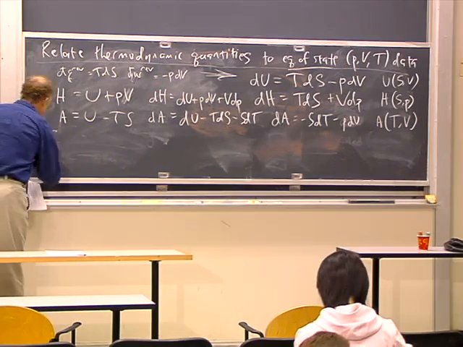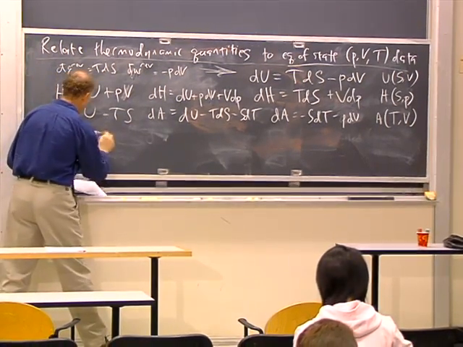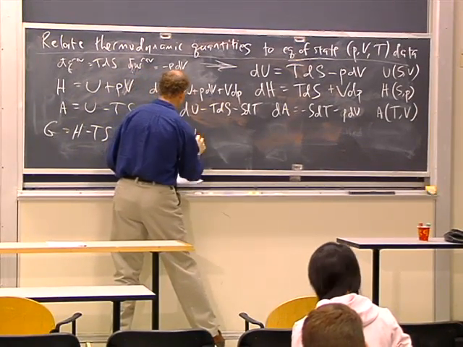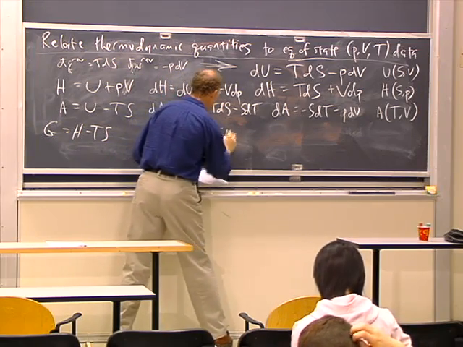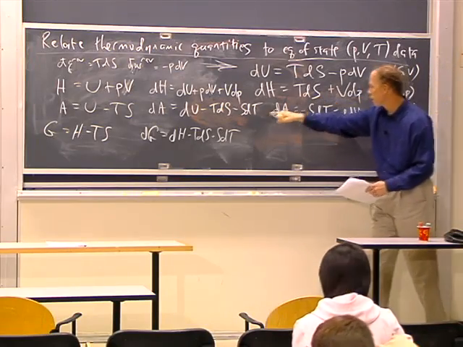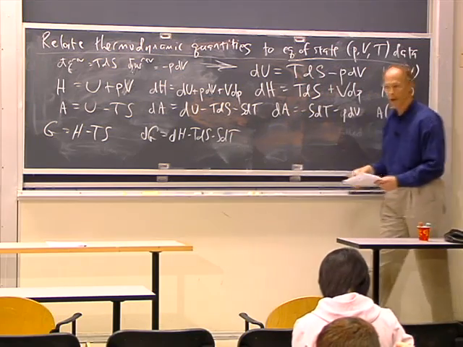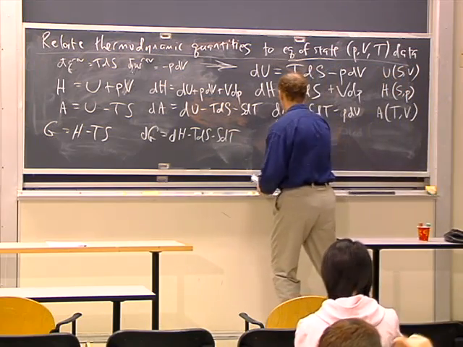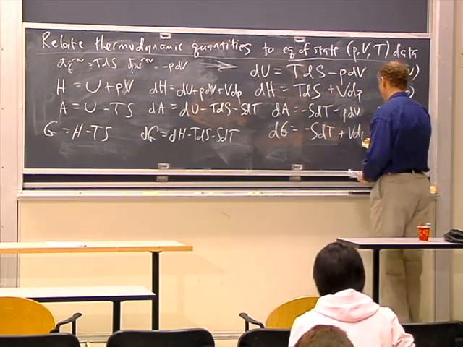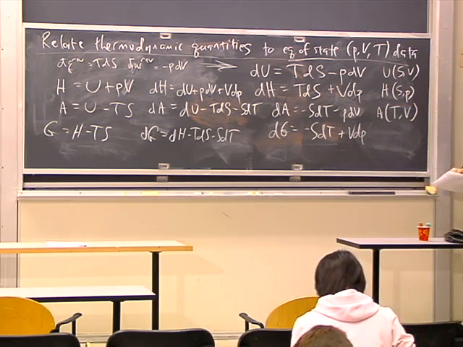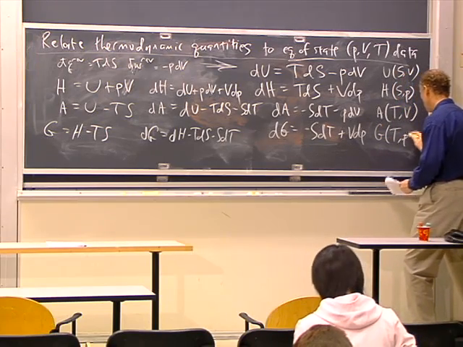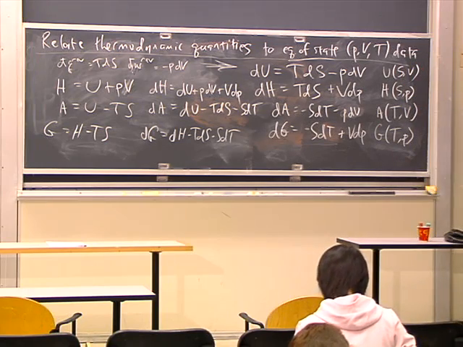G we can write in any of a number of ways. Let's write it as H minus TS. So dG is dH minus T dS minus S dT. Here's dH. We'll substitute that in, and the T dS terms are going to cancel. So dG is minus S dT plus V dP. Right? And this shows that G is written naturally as a function of T and P.